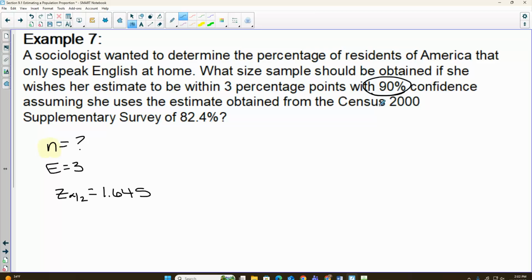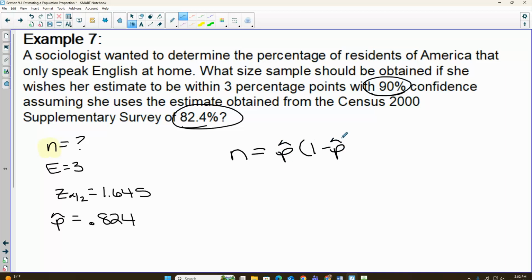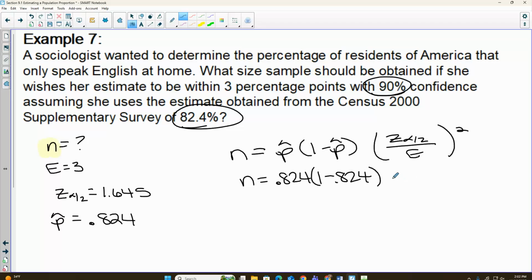Assuming she uses the estimate obtained from the census in 2000 of 82.4%, what would that be? P hat, and we'll do a 0.824. So I have a p hat. That means I'm using the first formula. So n is p hat times 1 minus p hat times Z alpha over 2 divided by E squared. So p hat 0.824, 1 minus 0.824, Z alpha over 2, so 1.645, divided by our error 3 squared.